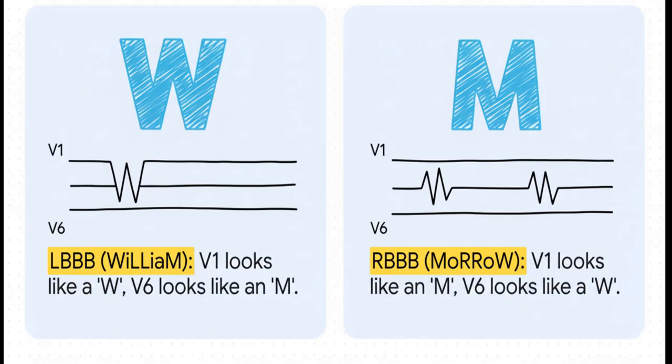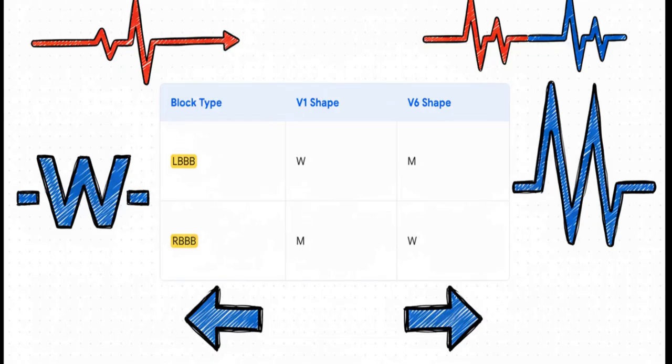For a left block, think William. See those two L's? They stand for left. And you'll see a W shape in V1 and an M shape in V6. For a right block, think Morrow. The two R's are for right, and the pattern just flips, an M shape in V1 and a W shape in V6. And this table just lays it all out, plain and simple.